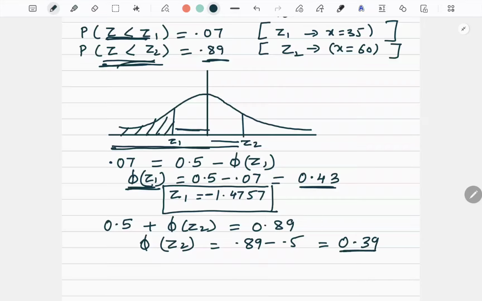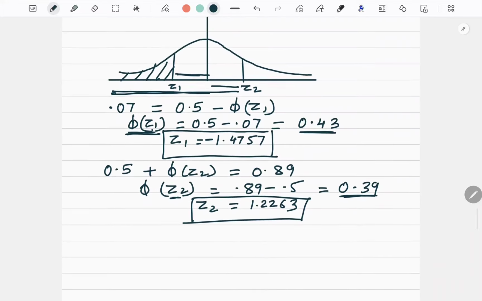So in the normal table, I should check where 0.39 is and what the value of Z2 corresponding to that is. As I told you, they will give this in the question paper. So Z2 is equal to 1.2263. So I got Z2 also. Now, what is the next thing?